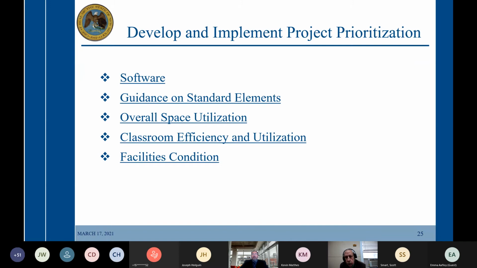As to the project prioritization, the software, let me get something up here. There are standards for facility assessments, utilization calculations, and suggested elements. And because of that, we recommended that NMHED select a software vendor to help prioritize the projects separately from the assessments.